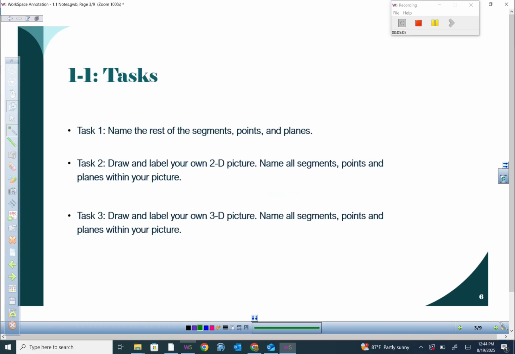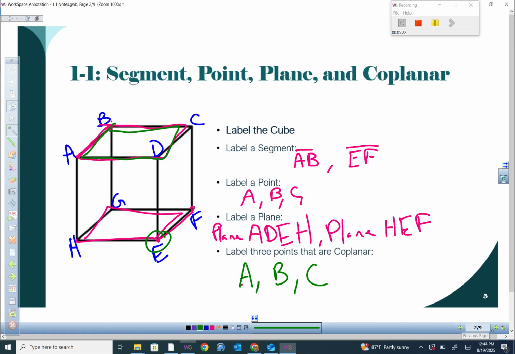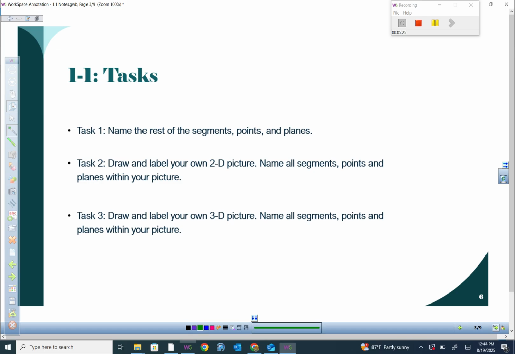Alright, so here's your task. You're going to do the same thing with your group. You can get a piece of paper, or if you'd like a whiteboard, that is fine. And you're going to name the rest of the segments, points, and planes. So I'm going to go back to that picture. You're going to draw this picture, and then name the rest of the segments, points, and planes on there.